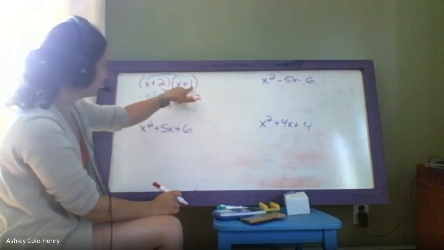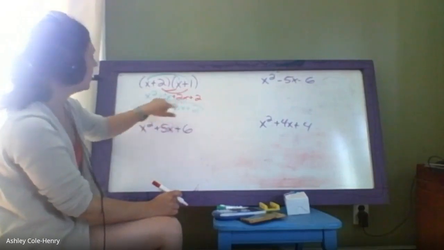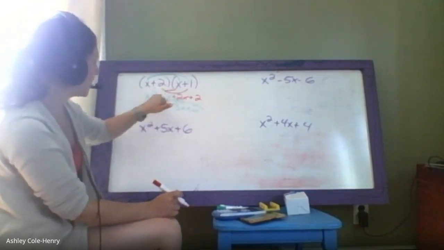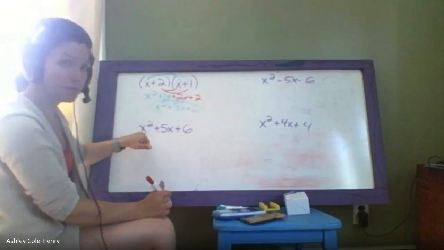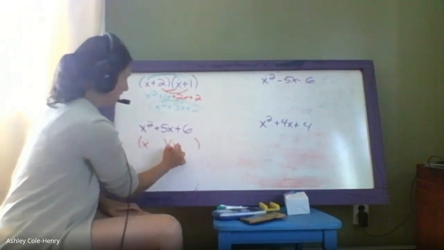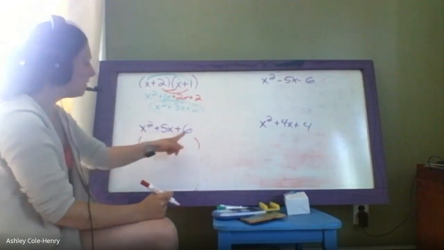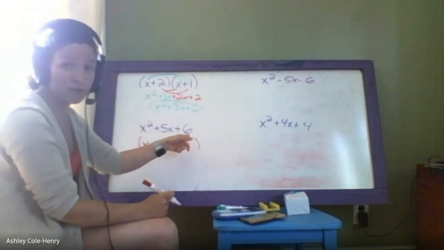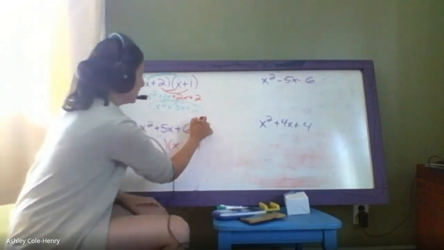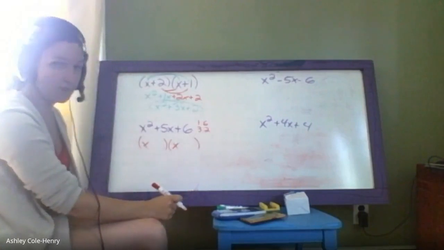To find what works, you need to figure out what multiplies to this last number. For 2, your only options are 2 and 1, so 2 times 1 will give me that 2. And this first term, x times x, will give me x squared. So if this first term is x squared, then your first set of parentheses is always going to be x and x, because x times x will give me that x squared. Then you need to figure out what's going to give me 6. You have a couple options: for 6, I can have 1 and 6, or I can have 3 and 2.